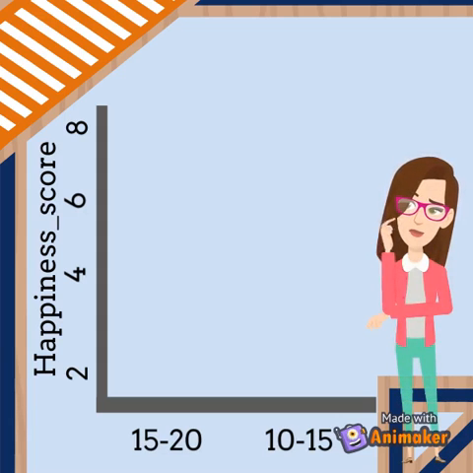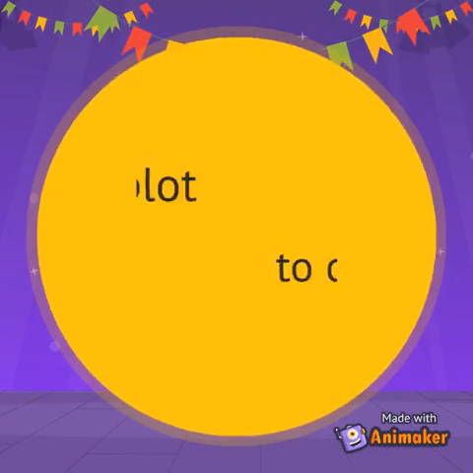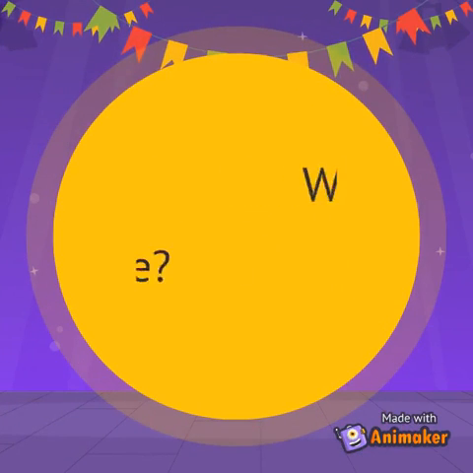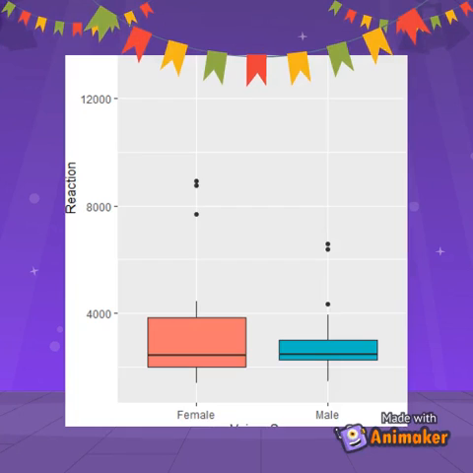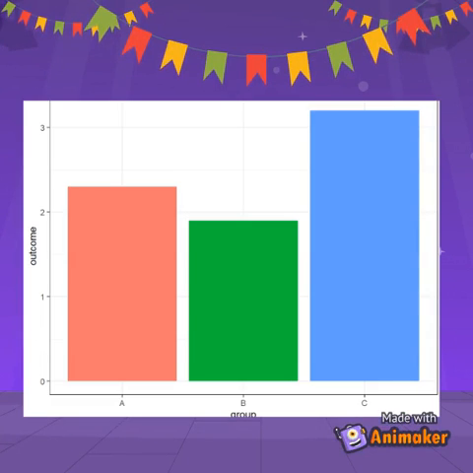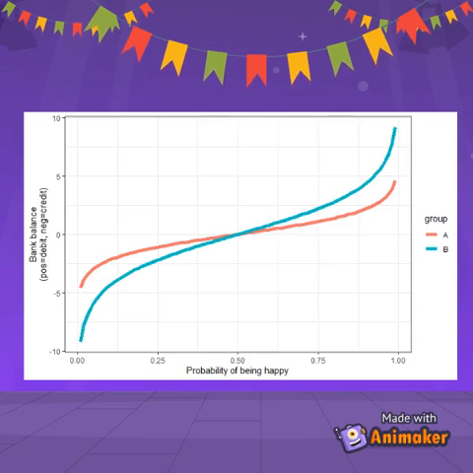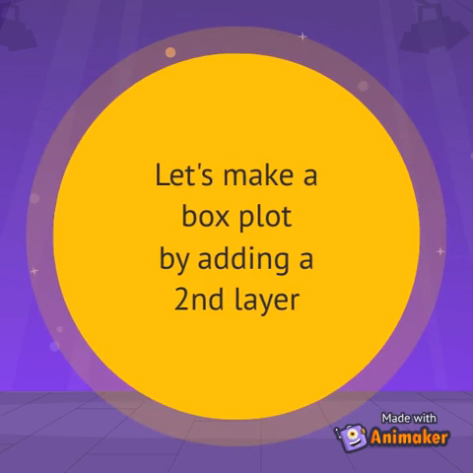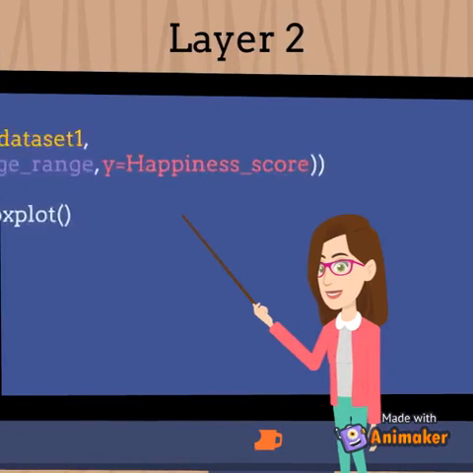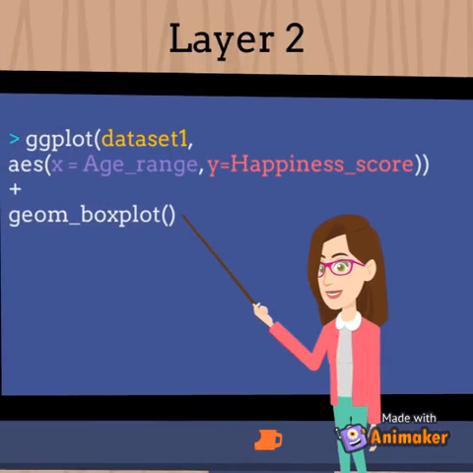Indeed, we have given R all the necessary information, however, we haven't told it how we want the data to look like. There are many plots that we can choose from. We can, for example, make a box plot, a bar chart, or a line graph. For our purposes, we're going to create a box and whiskers plot. We're going to do this by adding a second layer to our first one. To create the second layer, we simply put the plus sign after the ggplot function and then geom underscore and the type of plot we want to make.